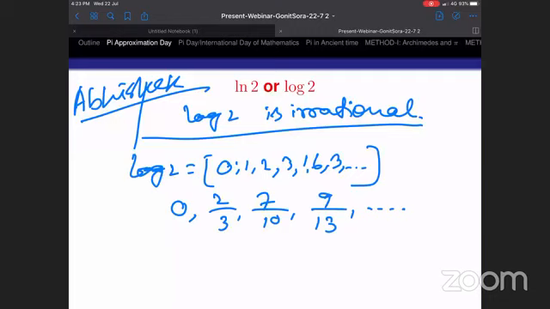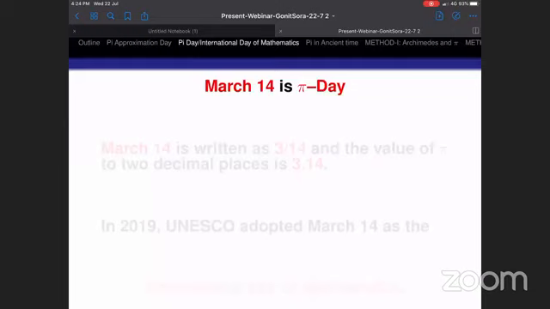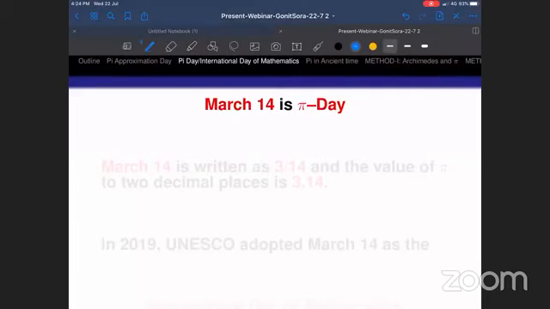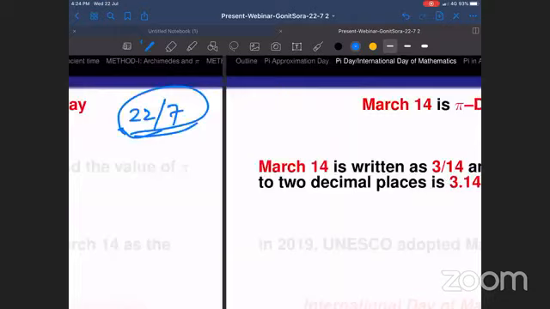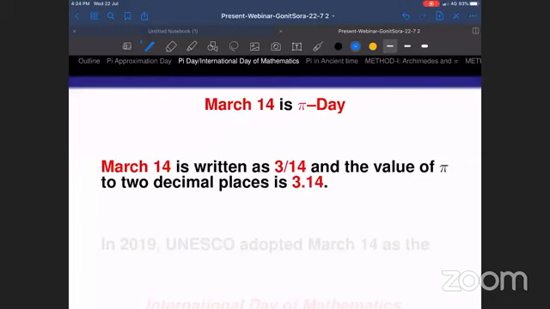Now, there is another day related to pi, and that is called Pi Day. I already told you that 22/7 we can write as 22/7. So in India or in some other countries, we write July 22nd as 22/7. So therefore 22nd July we call Pi Approximation Day. Similarly, in many Western countries, March 14 is written as 3/14. And the value of pi to two decimal places is 3.14, as I already told you. So this March 14 is called Pi Day.